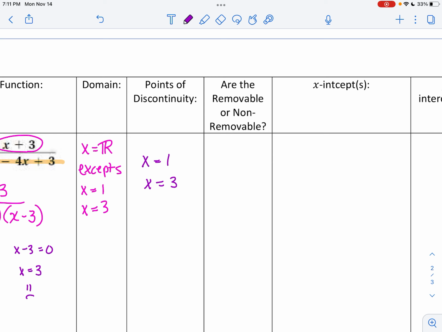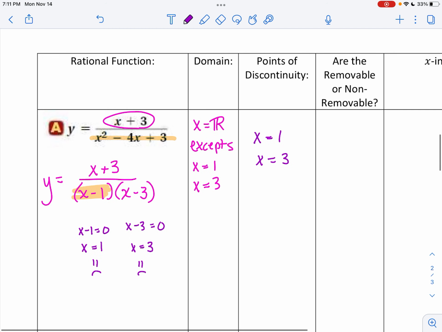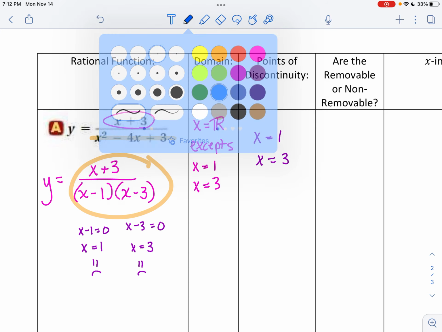Well, here's the thing, I forget the difference already. Removable means they can cancel out. Like, here, let me highlight. Nothing's canceling out over there. What about the x minus 3 and the x plus 3? You don't think those cancel out? Well, they have different signs. Right, they don't cancel out. I tried to trick you. You didn't fall for it.